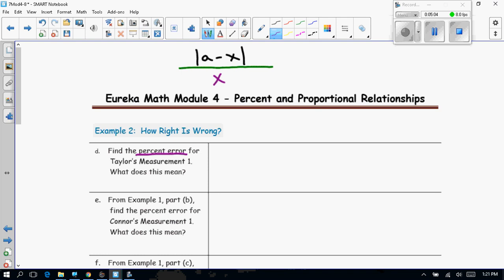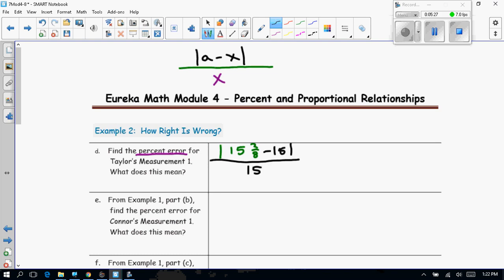Okay, that's all we're going to do. We're just going to plug it into that formula and we should be able to find these. So let's find the percent error for Taylor's measurement 1. I'm just going to go through the process kind of a long way the first time and then we'll shorten it up. So the absolute value of 15 2/8 minus the 15, which was the exact, all over the exact.